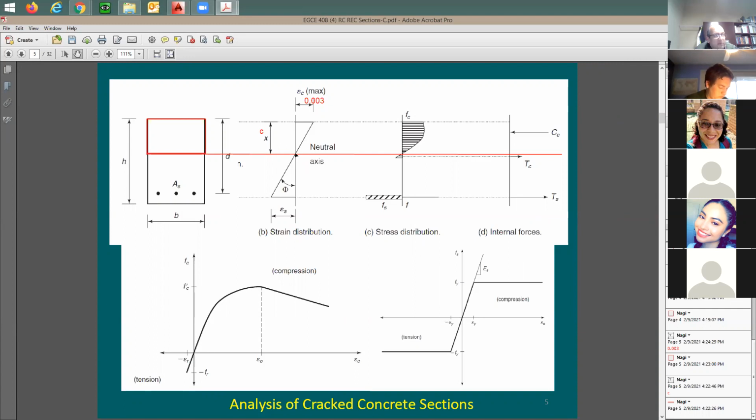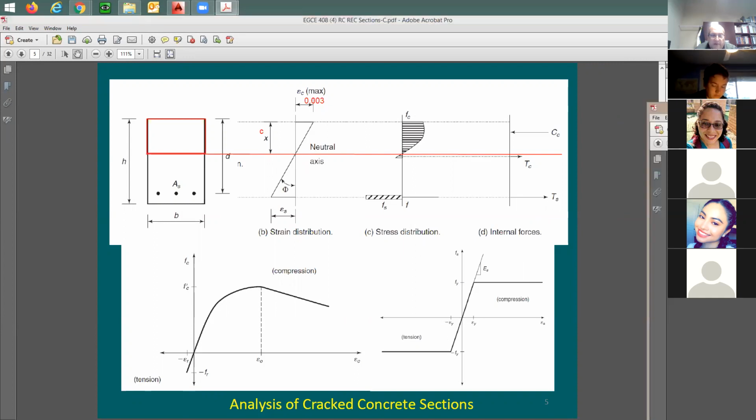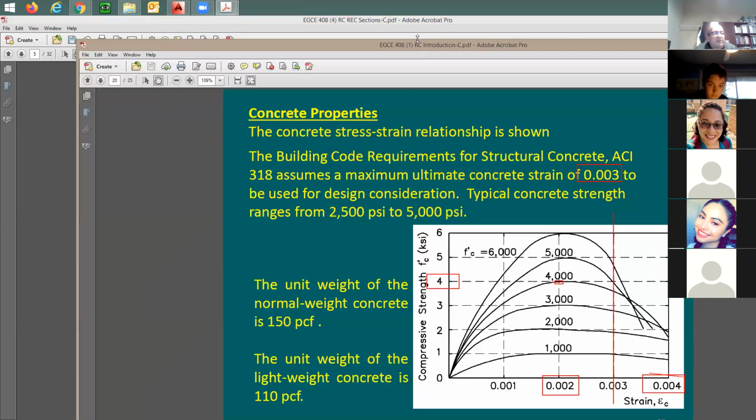What is the strain at this point? Zero. And the strain at this point? 0.03. Let me go back here. Here is the strain of zero, the strain of 0.03. What happened to the stress? You can see the stress varies, like this curve, right?